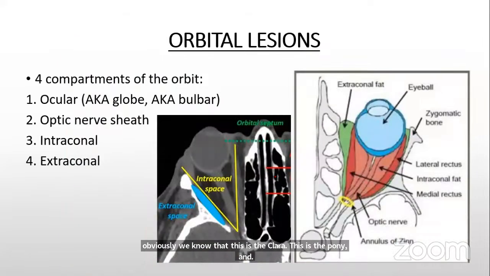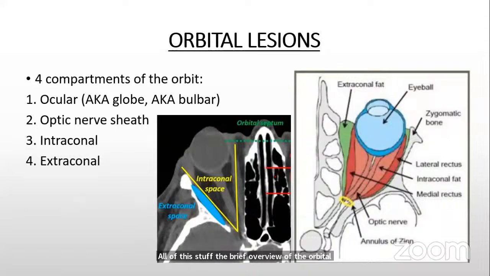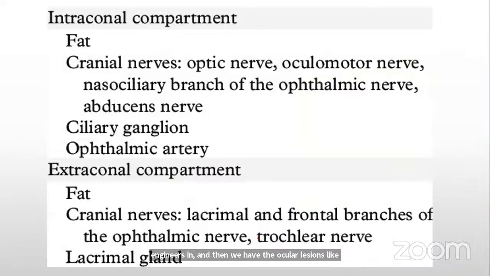The brief overview of the orbital lesions. In order to understand the orbital lesions, we should understand different compartments of the orbit. So there are four compartments. There is the intraconal space that lies within the annulus of Zinn, the extraconal space that lies outside of the annulus of Zinn, and then we have the ocular lesions like globe lesions, and then we have the optic nerve sheath lesions.